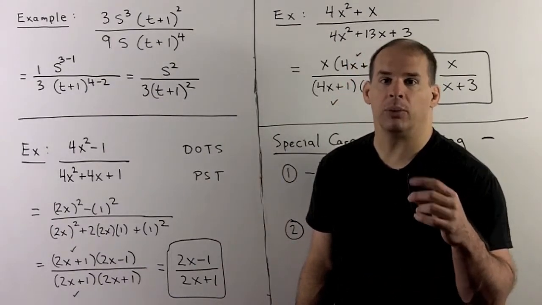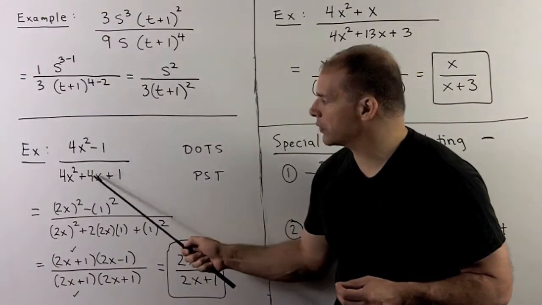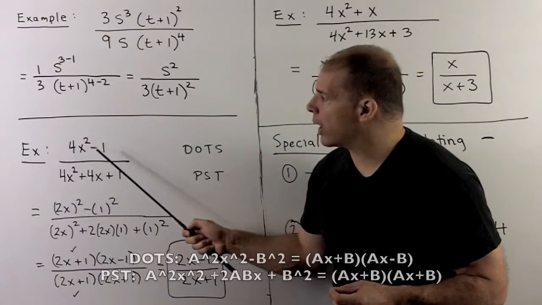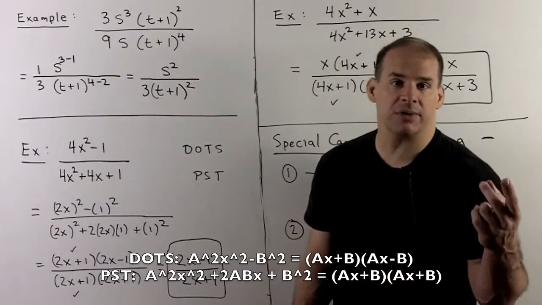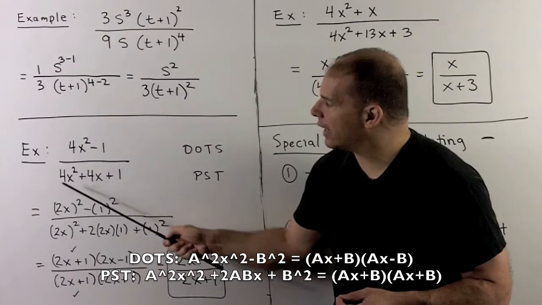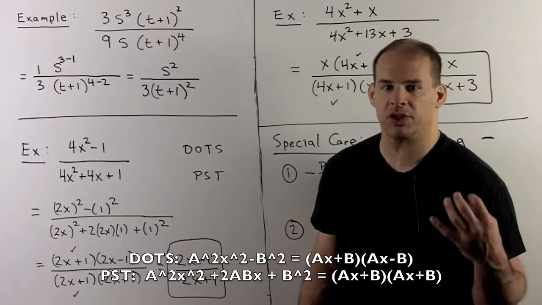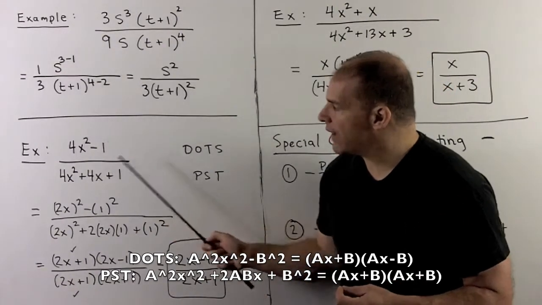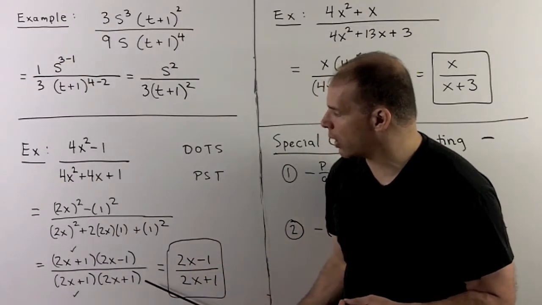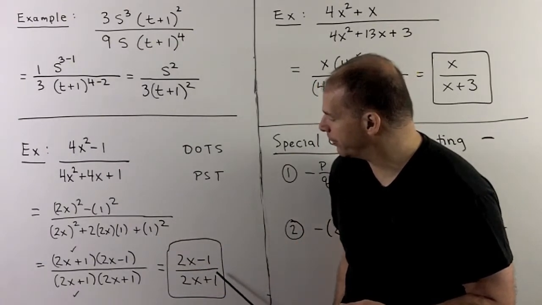Next example, we give our special factoring rules a workout. I have 4x squared minus 1 over 4x squared plus 4x plus 1. In the numerator, we have 2x quantity squared minus 1 squared. So that's a difference of 2 squares. In the denominator, I have 2x squared on one end, 1 squared on the other end. In the middle, we have 2 times 2x times 1. That's a perfect square. So these factor as 2x plus 1, 2x minus 1, over 2x plus 1, 2x plus 1. We cancel, and we're left with 2x minus 1 over 2x plus 1.